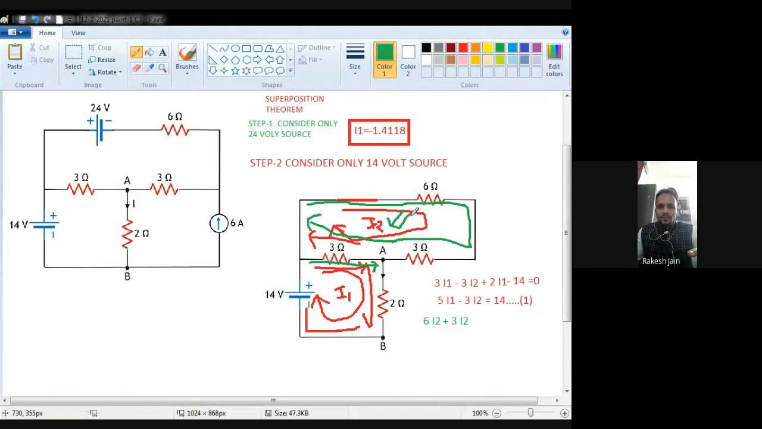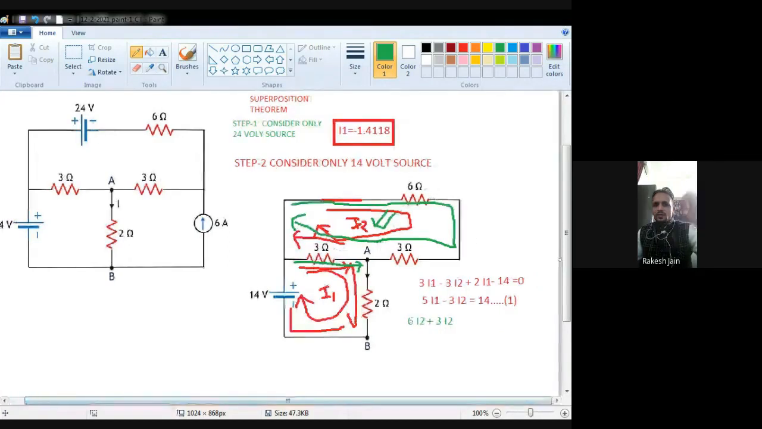Now because this is step number two, we have to find out the current again from this 2 ohm resistor. Let's suppose there are 2 meshes, and again we do the mesh analysis. So this is the direction of current, and consider this as the direction of current. Let's suppose this mesh current is I2.